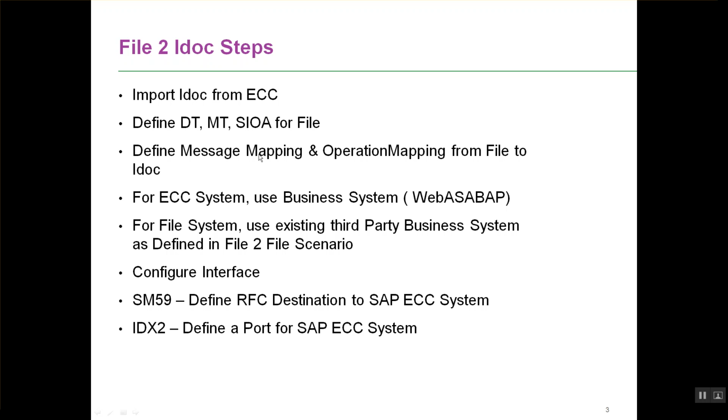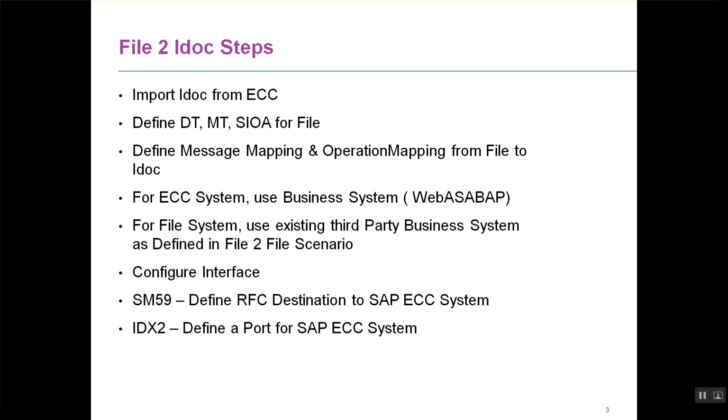Whereas in the case of a file to IDOC scenario, you only need to define the data type, message type, and the service interface for the source structure. For the target structure, the IDOC that you import will act as both the message type and a service interface. So basically we will look at how we use an IDOC as a message type in a message mapping, and the IDOC as a service interface in an operation mapping.